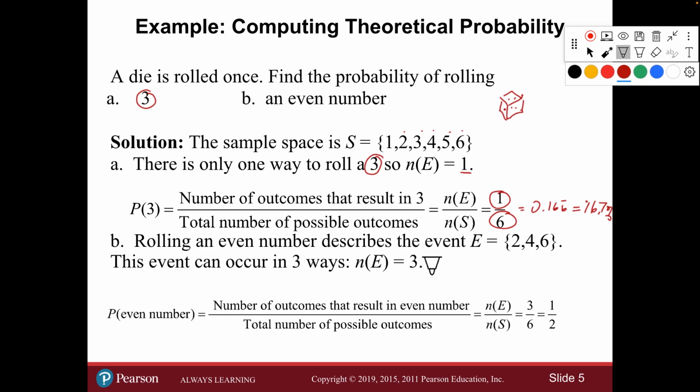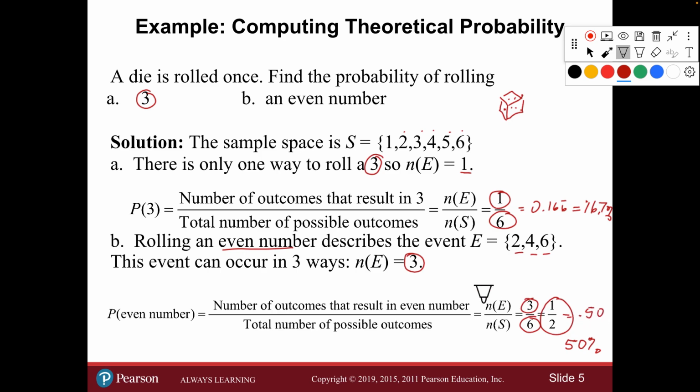Another event we might be interested in is rolling an even number. So that would be a 2, 4, or 6. There are 3 of those, right? So that's the number that goes in the numerator. There are still 6 total possibilities of what could happen: 1, 2, 3, 4, 5, 6. And so rolling a die and getting an even number, its probability is 1/2, which is 0.5 also, or 50%. These are all correct answers. We just look at which one the system wants. Do they want the percentage? Do they want the decimal? Do they want the fraction?